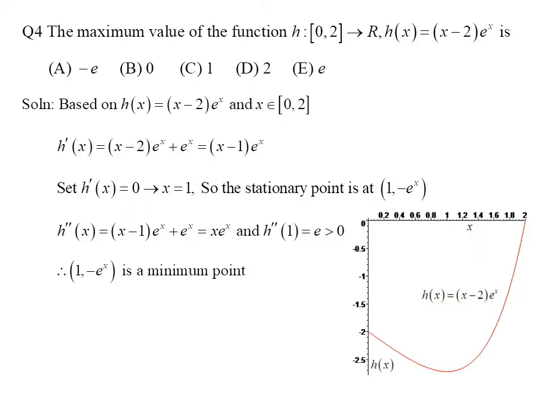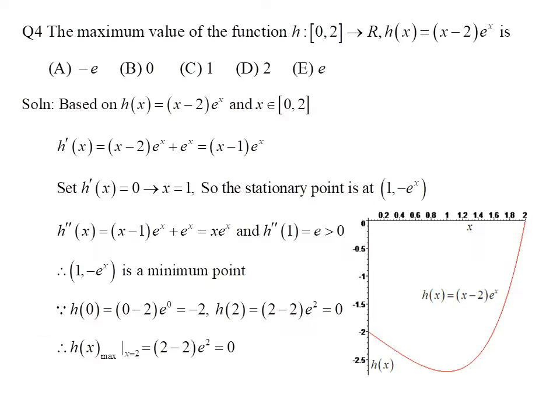To find the maximum value of h of x over the closed interval, we need to check both terminal values. Since h of 0 equals negative 2 and h of 2 equals 0, the maximum value of h of x over the closed interval 0, 2 is 0 when x equals 2. So the answer for question 4 is B.